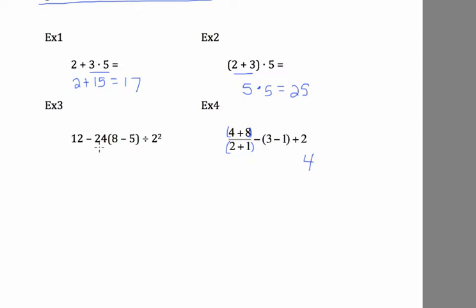First thing, what does it mean when the 24 is right next to that parenthesis? A multiplication is assumed there. So I have a minus, a multiplication, a parenthesis with a subtract, a divide, and an exponent. So first is the parenthesis. 8 minus 5 is 3. So I'll underline and replace. I will replace that 8 minus 5 with a 3. Next, exponents. 2 to the second power is 4.